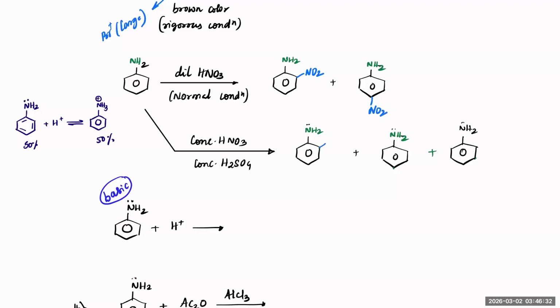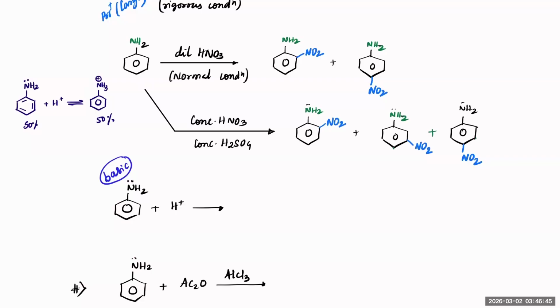But with concentrated, here is the interesting fact. Instead of getting all three NO2s just like in phenol, here you will get some quantity of ortho, para, and meta. In fact, you would notice that this is around 47 percent, this is around 51 percent, clear? And the rest, 2 percent, is this one.